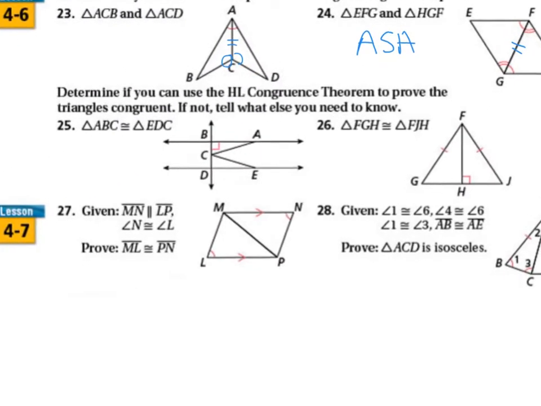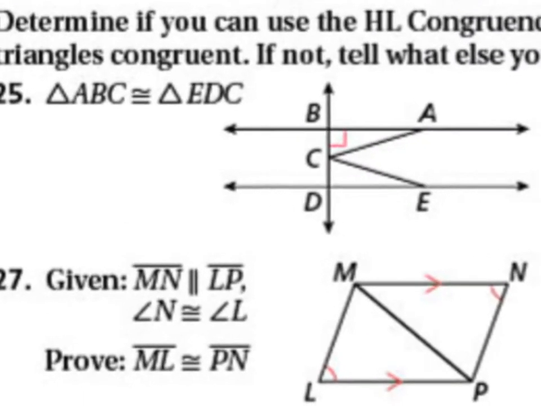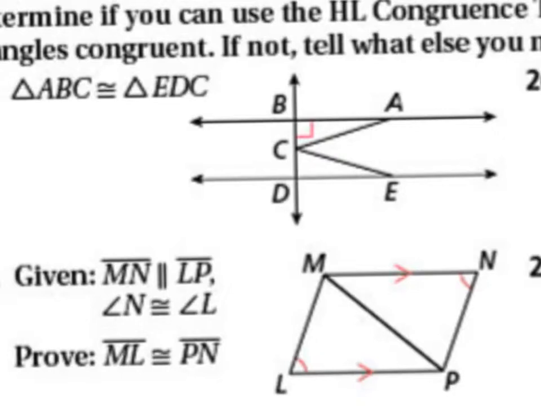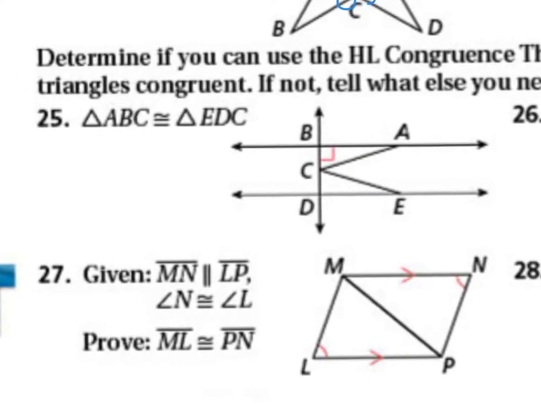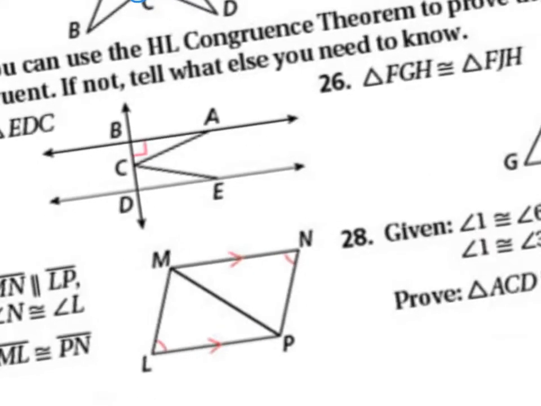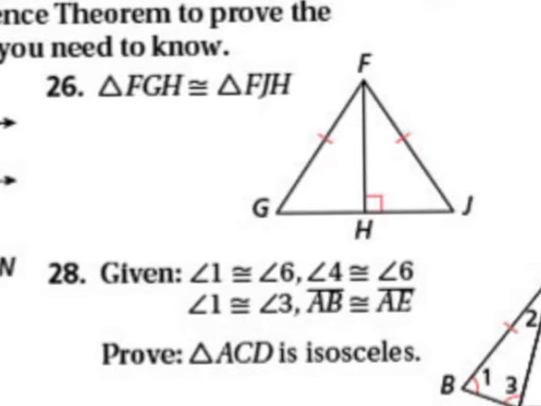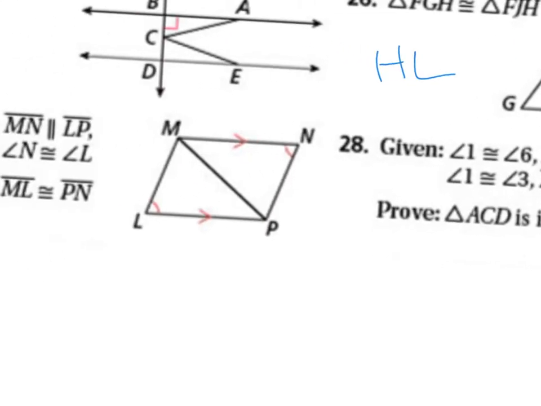All right, and then 25 says determine if you can use hypotenuse, leg to prove that the triangles are congruent. No, you need the hypotenuse. Good, you need the hypotenuse, and it didn't say anything about the side lengths. So for this one, all you knew was that the angles were congruent, right? And then 26, yes. Yes, this time there was enough information. You've got the right angle, you've got the hypotenuses, and then the reflexive side would also be congruent.